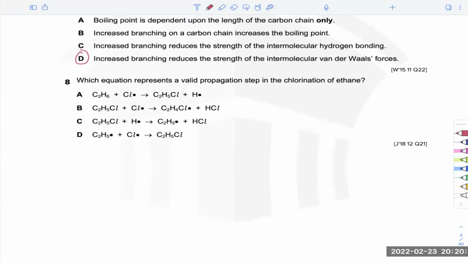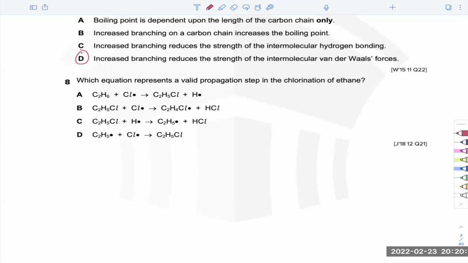Which equation represents a valid propagation step? What is propagation? You get a radical, you produce another radical. Molecule makes a radical, radical makes a molecule. Right? So we can obviously ignore this. C can't be it, because a hydrogen radical won't be formed.